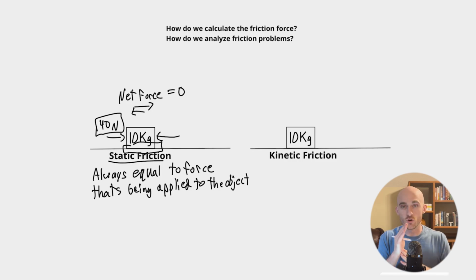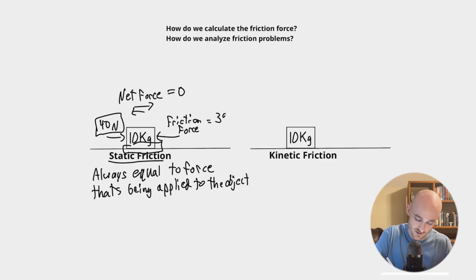But since the box only started moving right when we hit 40 newtons, we know that the friction force had to be equal to something that was super close to 40. So let's just say it's 39.9 newtons. And then right when we got higher than 39.9 newtons, this object started to move. We have an equation we can use to calculate that maximum static friction force.